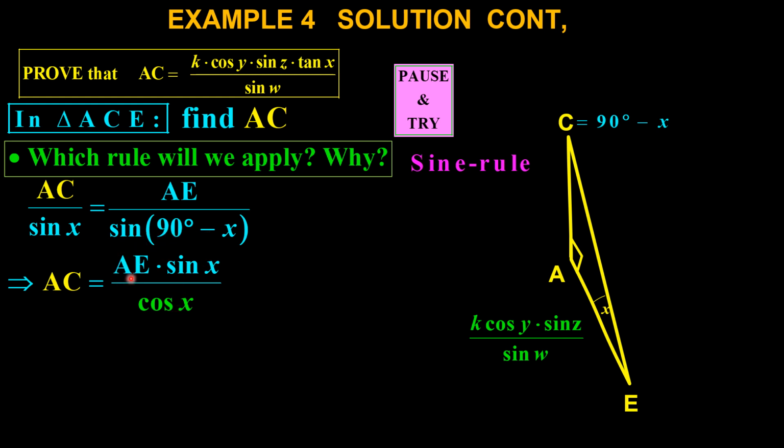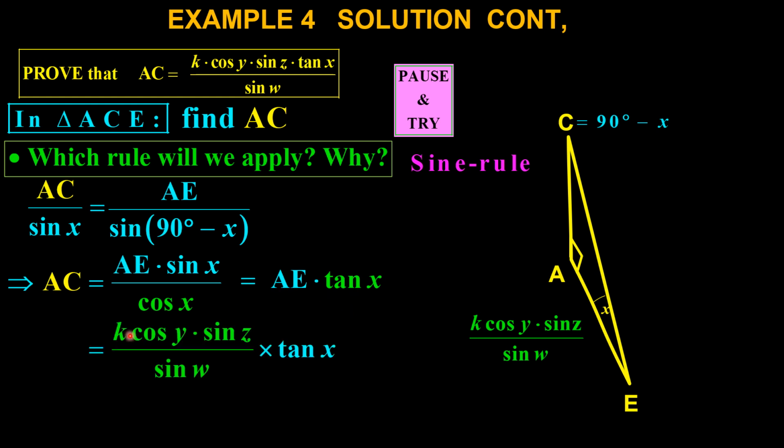Now I can bring in my AE. I don't bring it in too early, it's just going to complicate the setting out. But before we do that, sine over cos, we know is an identity, tan of X. Now we can replace the AE. So AE is this part here, right? So I substitute the AE, and if I can just write it down with one numerator, then I have K cos Y sine of Z times tan of X over sine W, and we check that's exactly what we were required to find, and that's how we solved that particular problem.